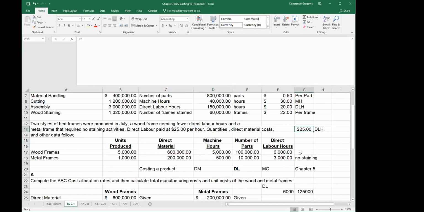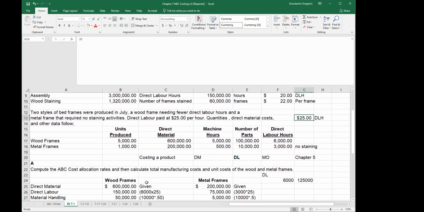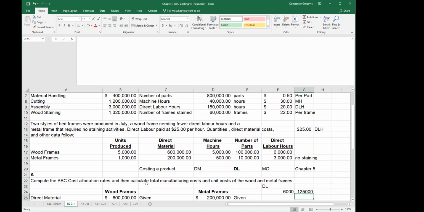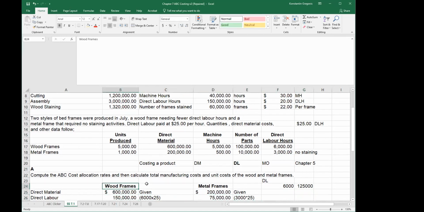Remember they gave us $25 for direct labor over here? Then you have to calculate it based on your direct labor paid per hour, $25. Yeah, I corrected myself. I did machine hours by accident. Right here: 6,000 times 25, and 3,000 times 25. So let's go down here. 150,000 for wood frame, 75,000 for metal. So 6,000 times 25, 3,000 times 25.